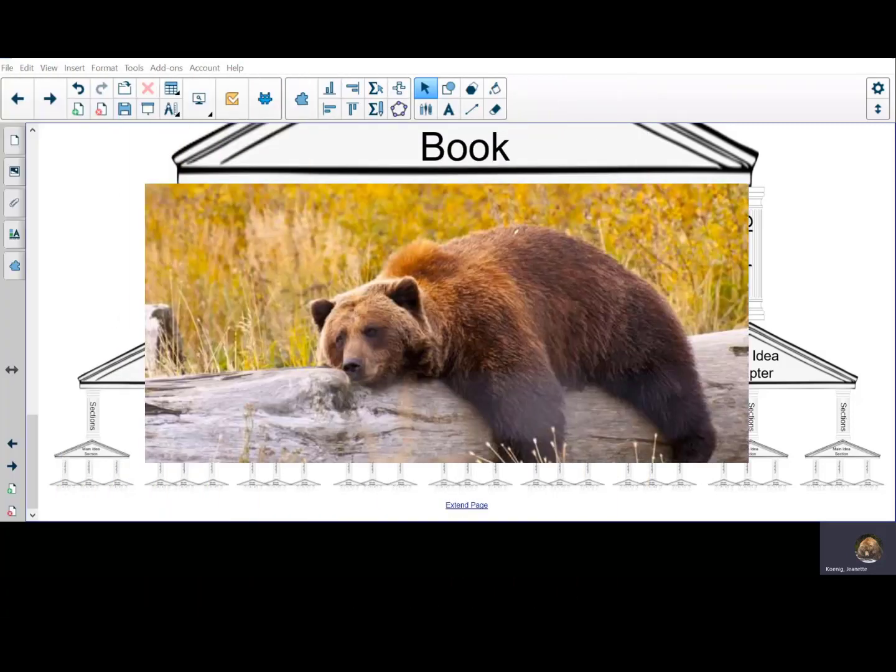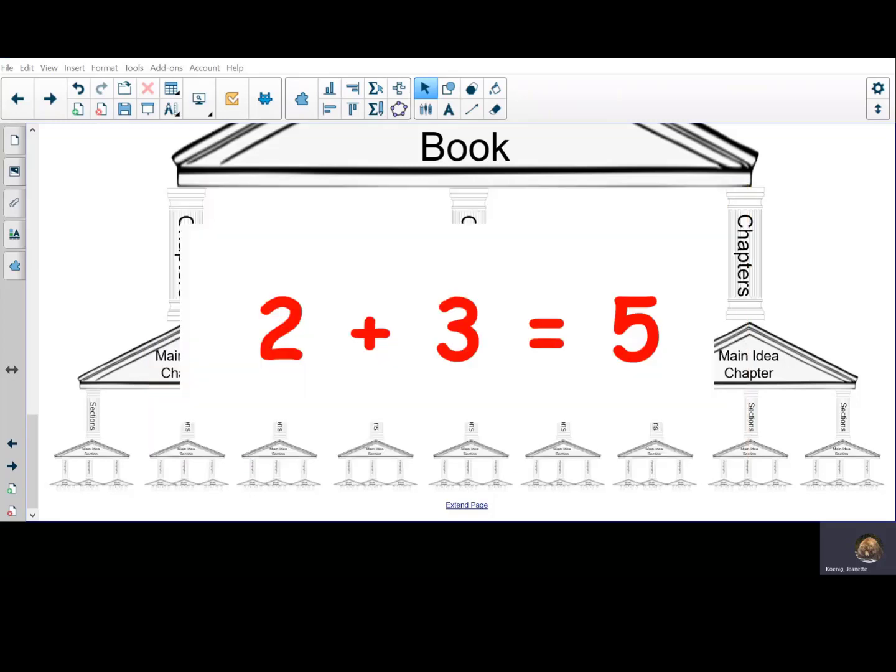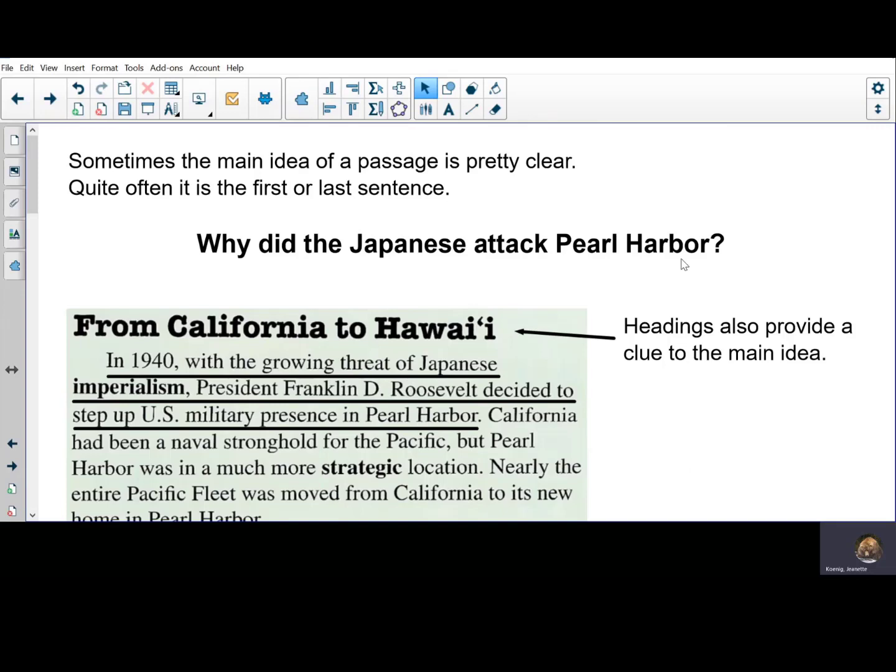Now, I'll level with you. Identifying the main idea isn't my favorite activity because it's not as straightforward as, say, adding two numbers. I prefer things that are straightforward, but unfortunately, life isn't straightforward. Sometimes the main idea is really clear and easy to find. First place that you should look would be the first sentence or the last sentence.